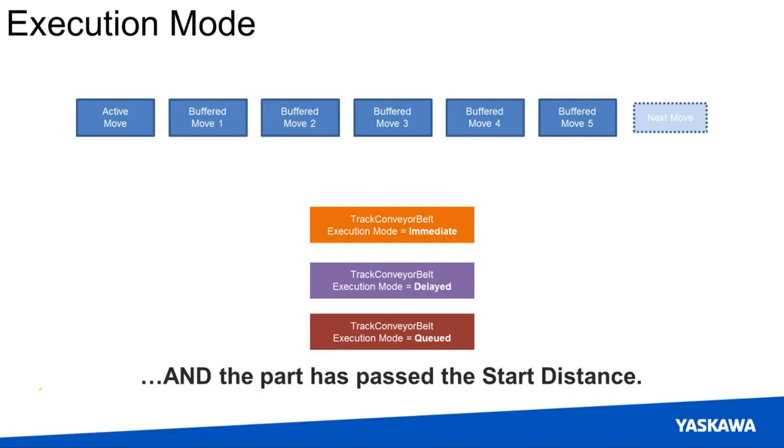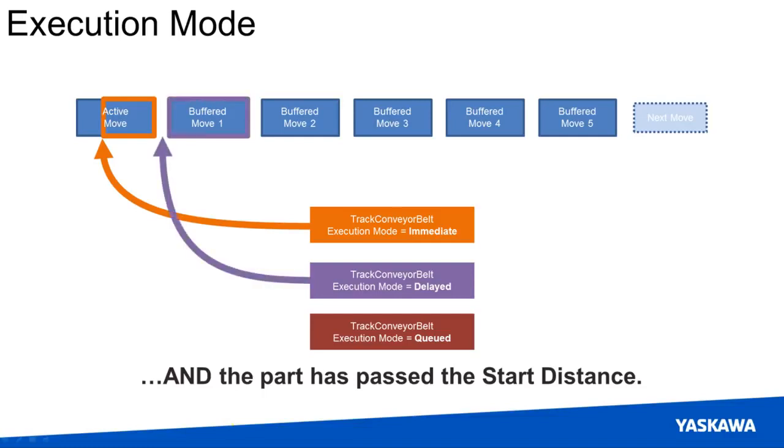In this particular case, what I'm showing at the top is that we have a move that's executing right now, and we have a bunch of other moves that have already been buffered. What this is going to show us is, depending on which one of these situations we call MC track conveyor belt, when is it actually going to become active? Not surprisingly, if I call MC track conveyor belt with immediate execution, it's going to become effective immediately. So if I'm in the middle of this active move and I say MC track conveyor belt execute with immediate execution mode, it's going to start immediately.